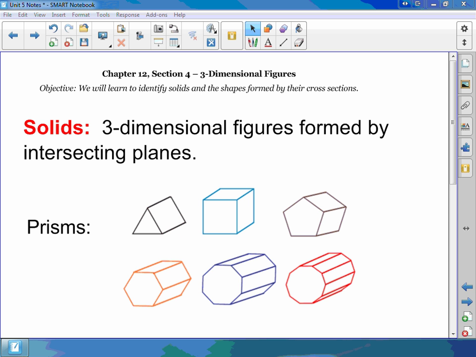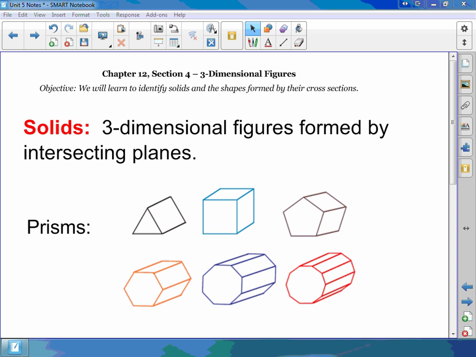And we're going to spend most of our time in this unit talking about 4 main types of solids. Prisms, pyramids, cylinders, and cones. We may touch on and spend some time talking about spheres, but this is predominantly where we're going to spend our time. The prisms is where we're going to start.